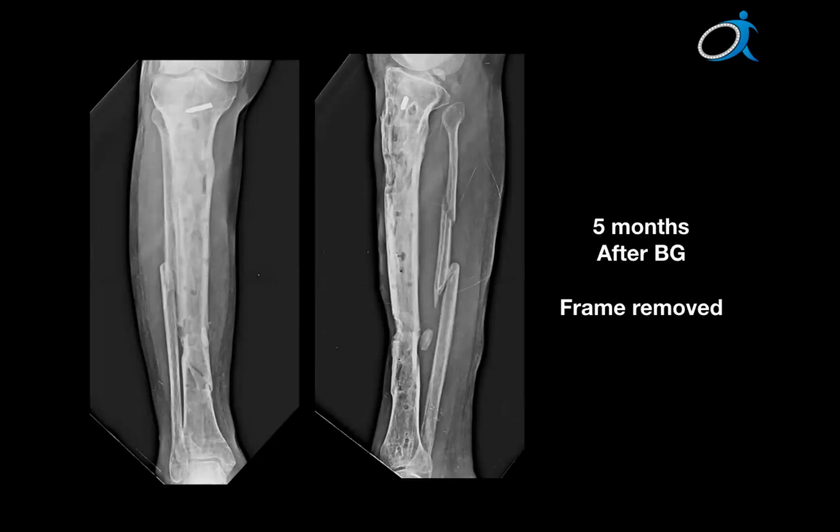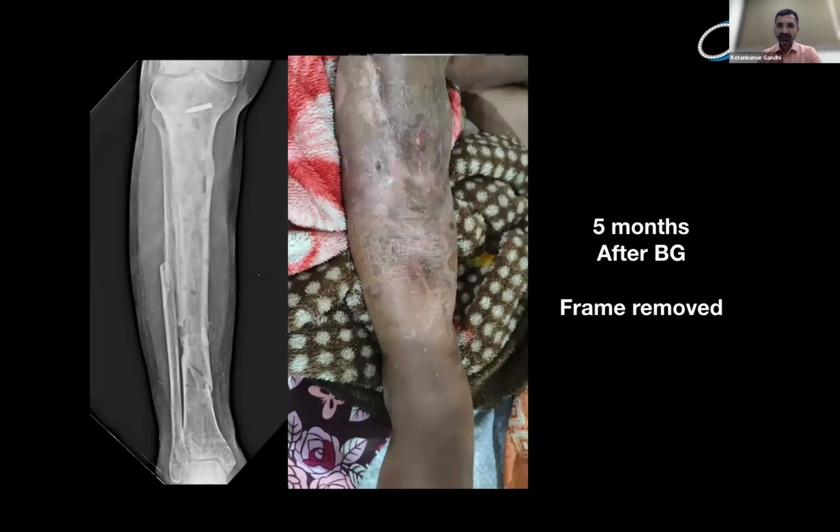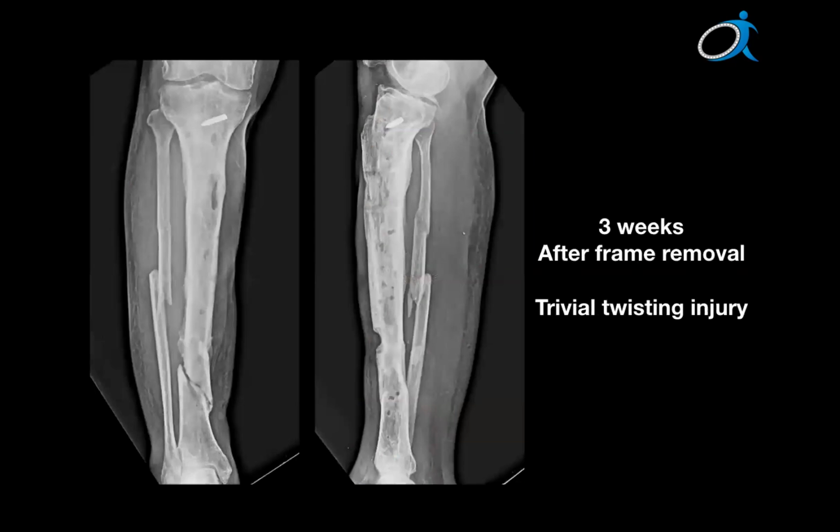Okay, so tell us then what. Sir, this was the clinical picture. There was a very small sinus, which for most of the days was dry, and maybe once or twice a week it was discharging. So the patient was also not worried about that. He had started walking with a brace, and suddenly one day he tripped again. There was a trivial twisting injury, and he came with this X-ray.